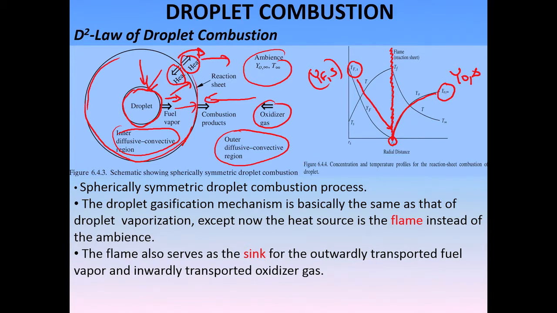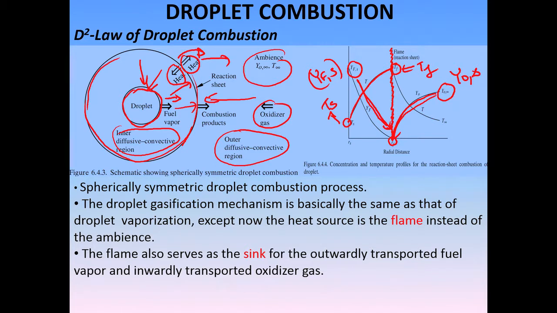That is the beauty, right. So you have YF decreasing, and Y0 also decreases. One other thing you have is the temperature at the droplet surface, which is given by Ts. Ts also increases and goes to some flame temperature Tf.